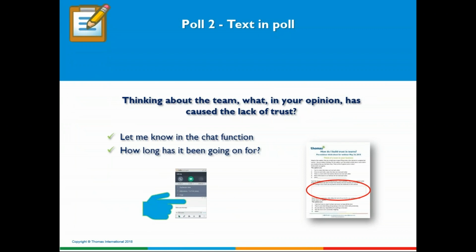Okay, another text-in poll this time. What, in your opinion, has caused the lack of trust for those of you who answered that you are in a team or know of a team that does have lack of trust? Text in your thoughts and I'll read out some of the answers without, of course, naming names. I'll be looking for themes. Let me know if it's a new situation, a person or event that has triggered the trust issue, or if it's been going on for a long time. So I'm going to have a look now to see what you guys are going to text in. What is the cause of the lack of trust?